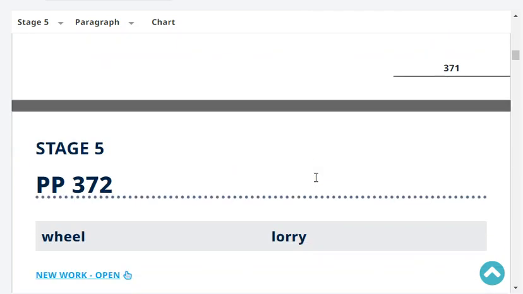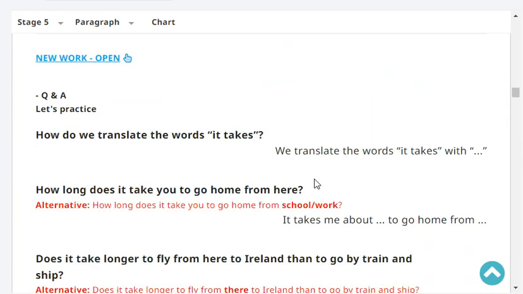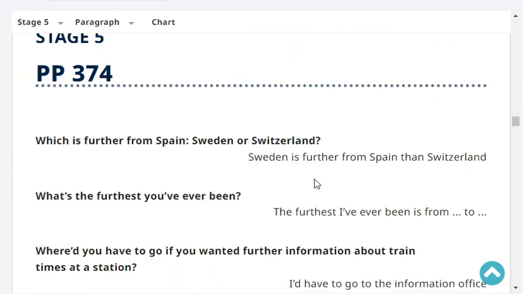Ready? Okay, I'm ready. Here we go. First question. Which is further from Spain, Sweden or Switzerland? Sweden is further from Spain than Switzerland. What's the furthest you've ever been? The furthest I've ever been is from Japan to Dubai.